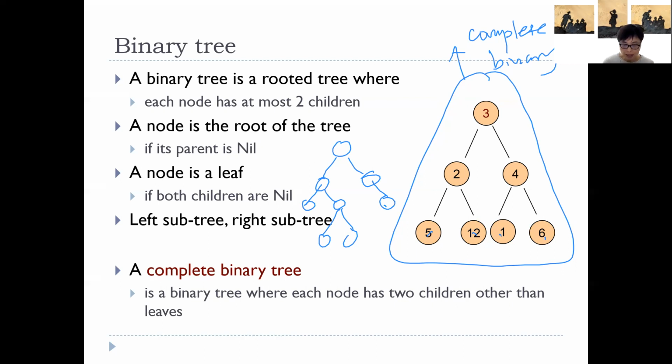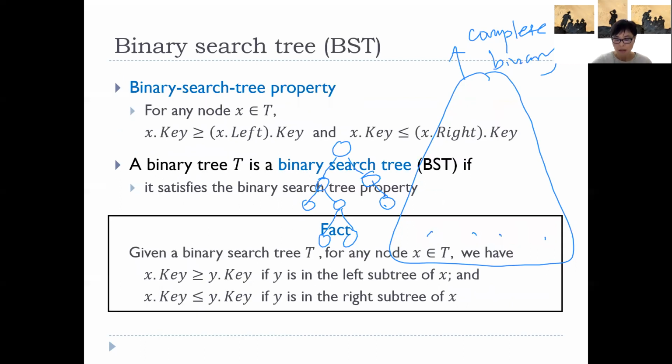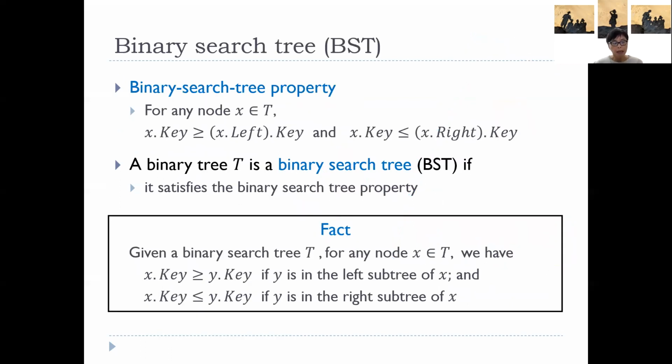Okay, in fact, it's a binary tree where all the nodes have 2 children other than leaf. And okay, so now those are just the standard binary trees. Okay, so what is a binary search tree?